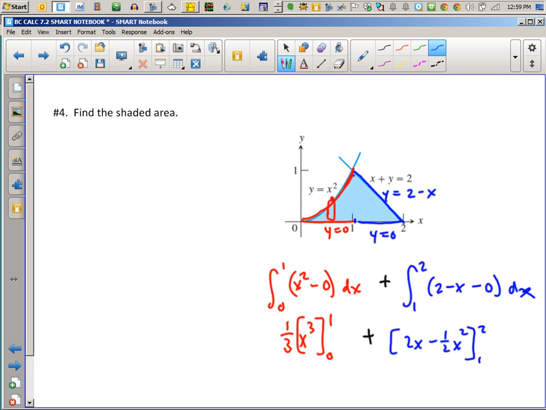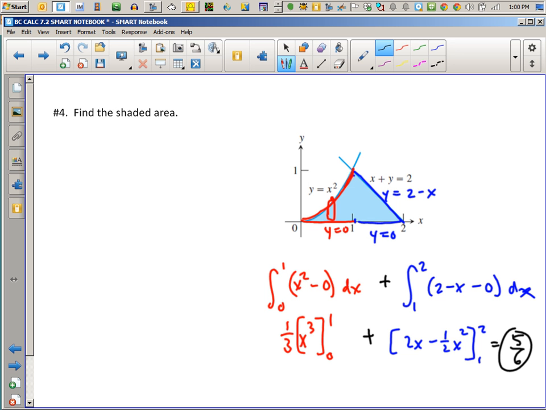Okay, so if you decided to do the problem this way, you have the red integral and you have the blue integral. And the reason is the upper function changes roles there. The curve is on the upper side and then later on the line. Anyway, if you plug everything into this, you get 5/6, right?